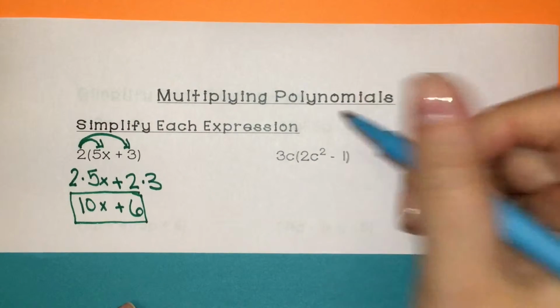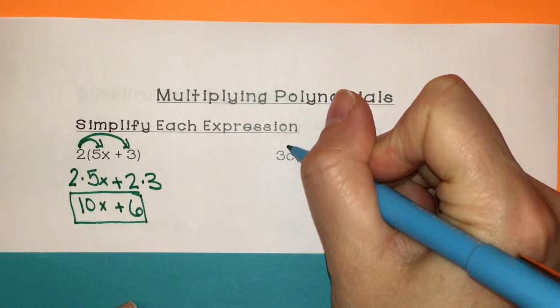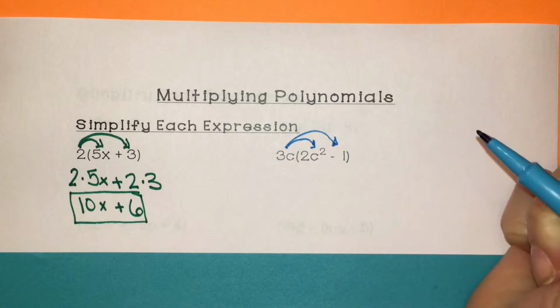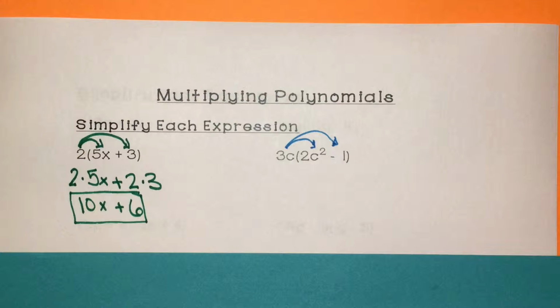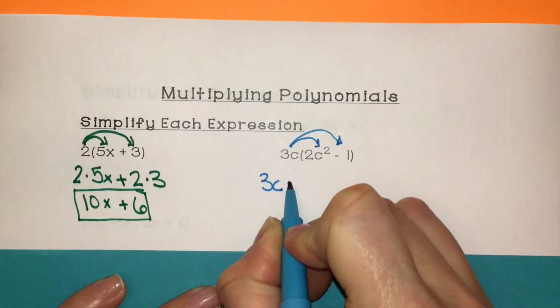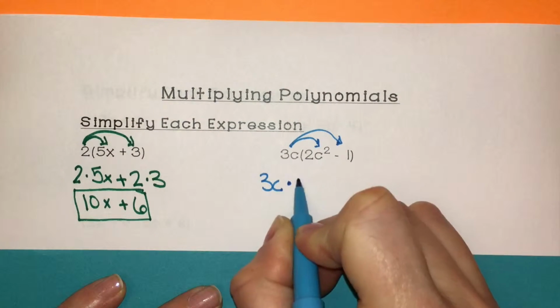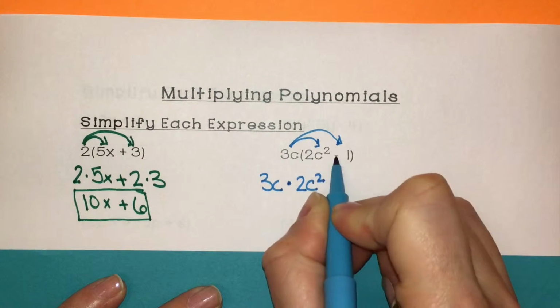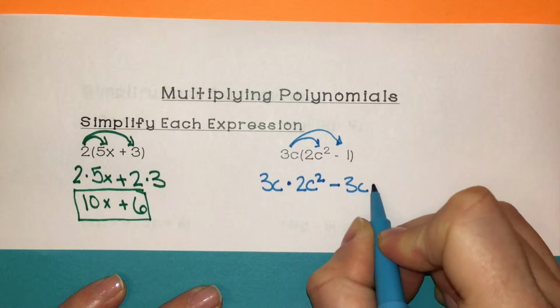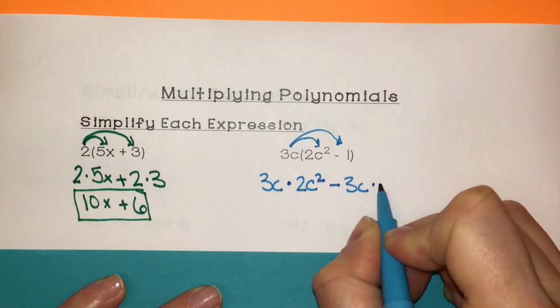You have a number right outside the parentheses, so you're going to multiply it by everything inside the parenthesis. Okay, but it's not just a number this time, it's a number and a variable. So we're going to do 3c times 2c squared. Bring down that minus in between. There's a 3c outside times 1.